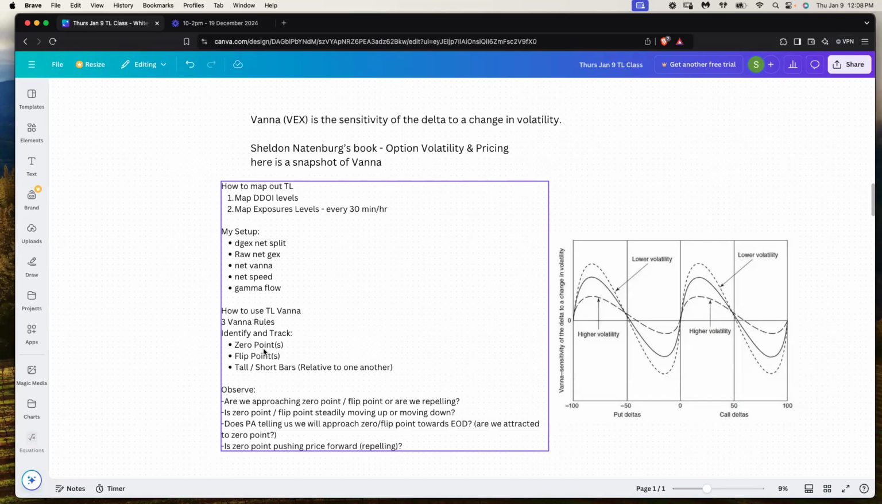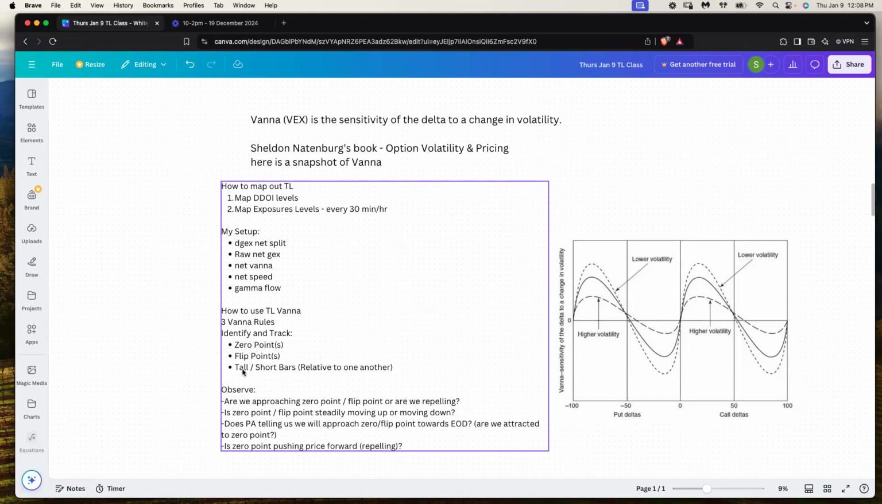And again, when there's multiple 0 points, you don't really have a clear direction because you don't know where price is going to go. Same thing with the flip point. These are very closely together. They're kind of one and the same, but at times you will see slight nuances. And hopefully we can see that in the examples.